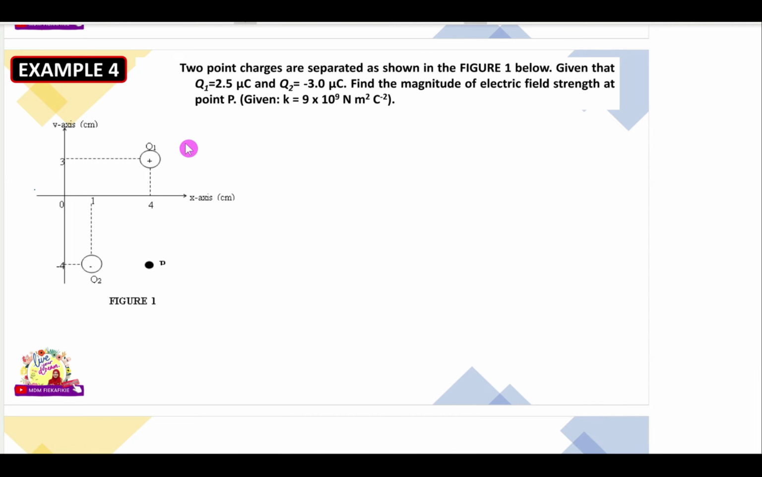Okay, if you want more example on subtopic electric field, awak boleh tengok video saya yang lama which is video untuk sesi lepas. Okay, so boleh tengok sama juga, ada banyak juga soalan dekat situ, you boleh cuba buat.